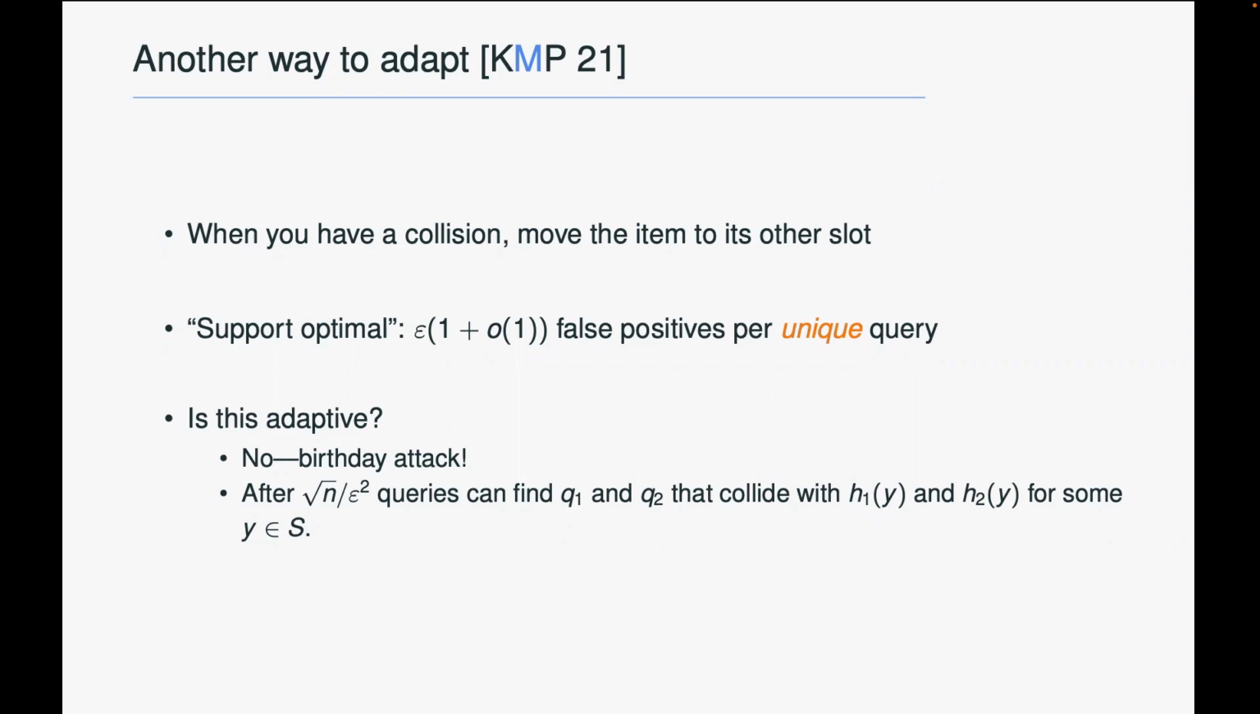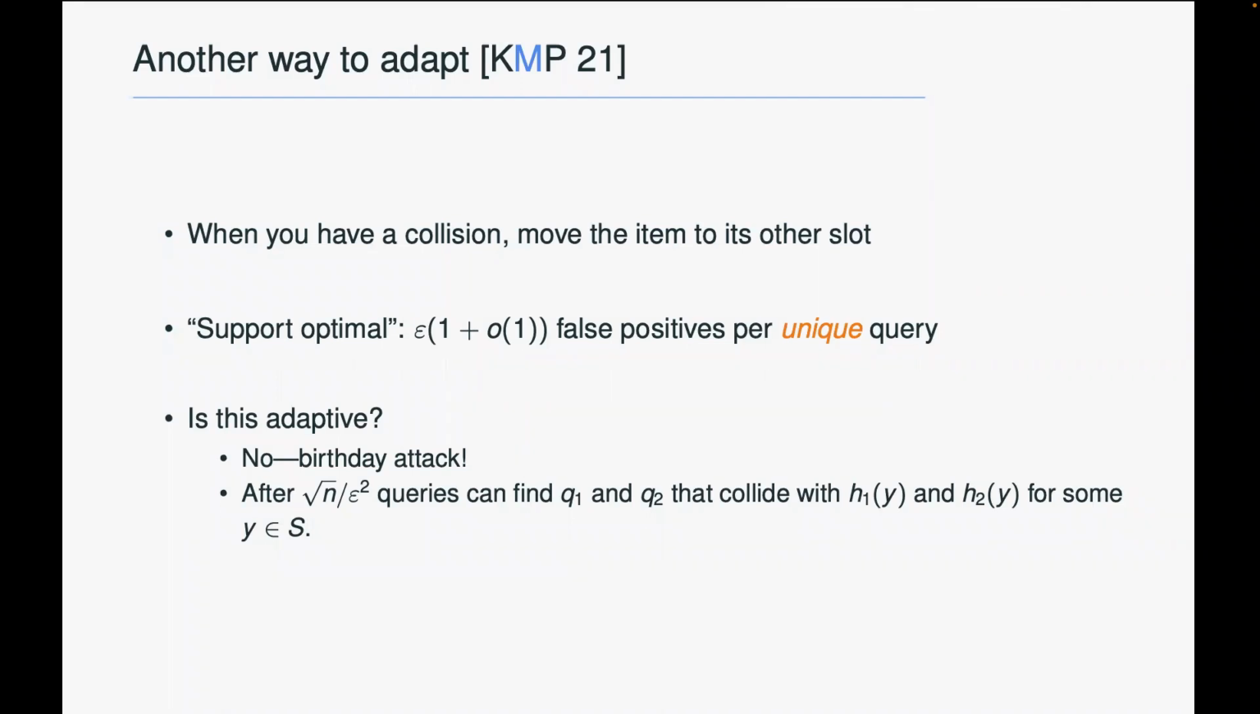So an adversary, if it's clever about what it does, can start with root n over epsilon squared queries, keep whittling down queries that don't satisfy this property, and eventually get a pair where by alternating between Q1 and Q2, you're always going to get a false positive. So there's a birthday attack where an adversary can actually get to false positive probability 1. How does that not violate the second bullet point?